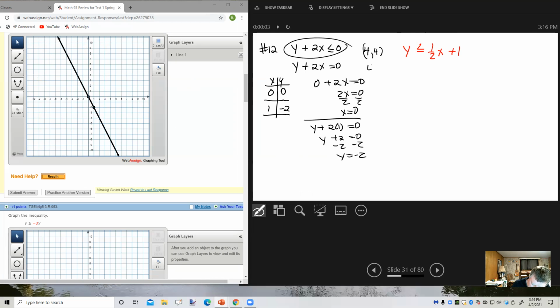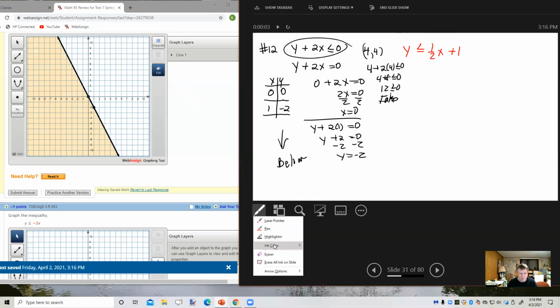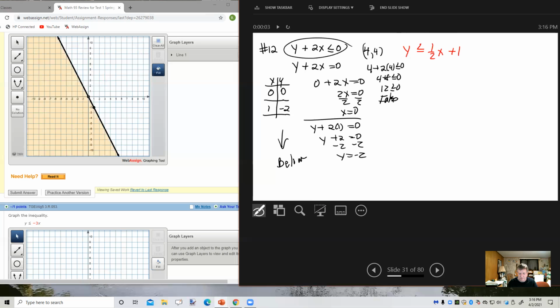Putting it in there, we get 4 plus 2 times 4 less than or equal to 0. 4 plus 8 less than or equal to 0. 12 less than or equal to 0. False. So 4, 4 doesn't work, meaning it's got to be over here, so it's below. Because the 4, 4 didn't work, so it's on the other side. All right, now let's go to the red inequality.